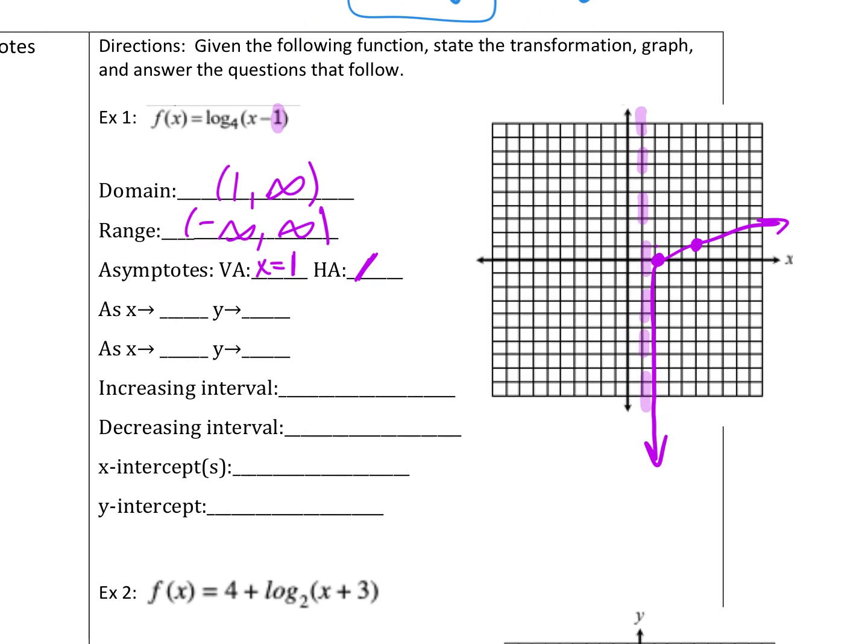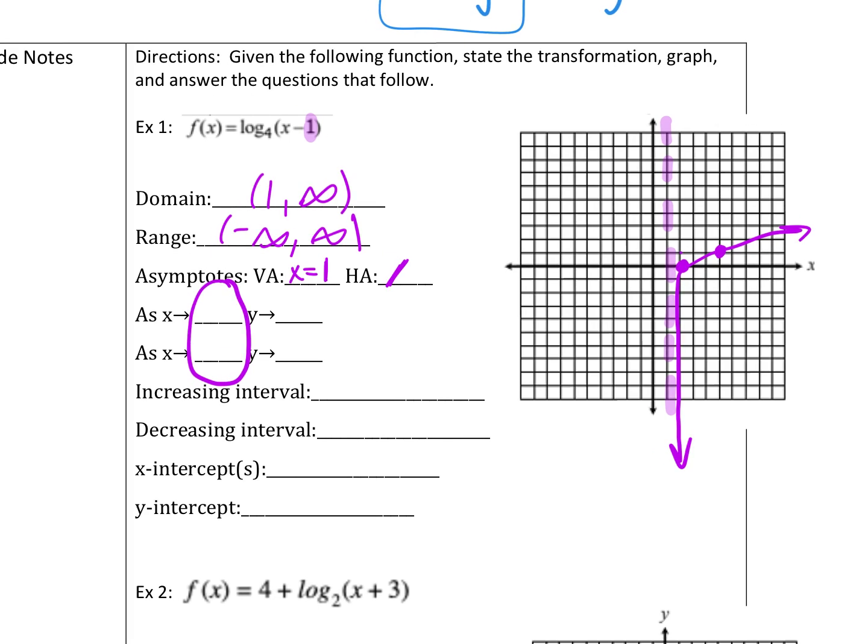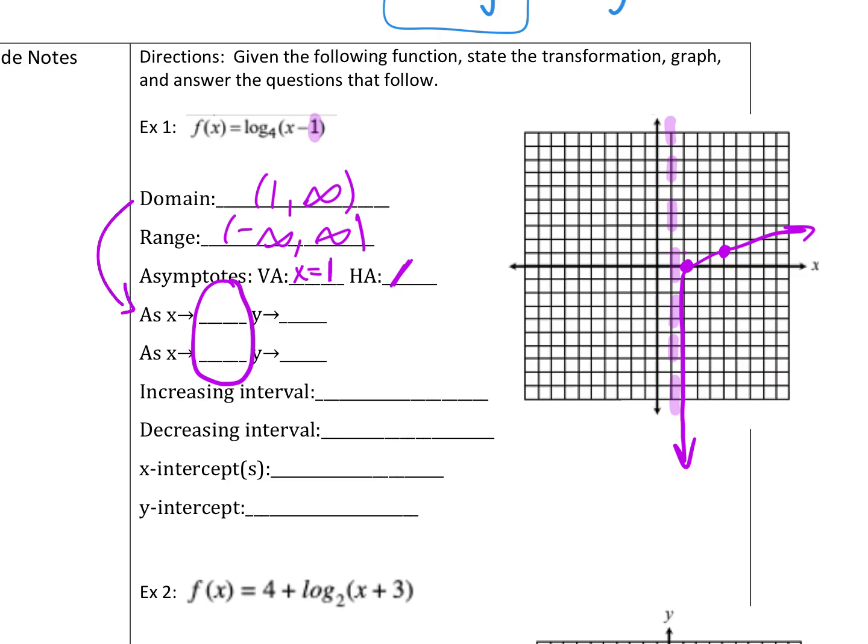End behaviors, we'll set them up the same way. So for the x's, we always put the far ends of the domain. But this time, what's my domain? Yeah, 1 infinity. Okay? Now we're asking ourselves, what is y doing at those ends? At 1 and then at infinity.